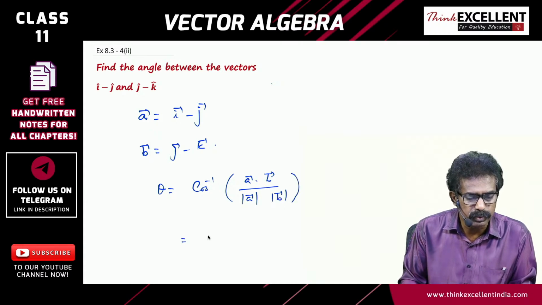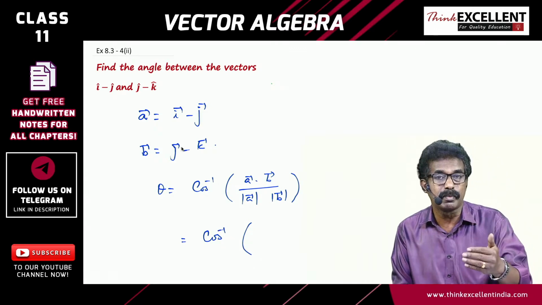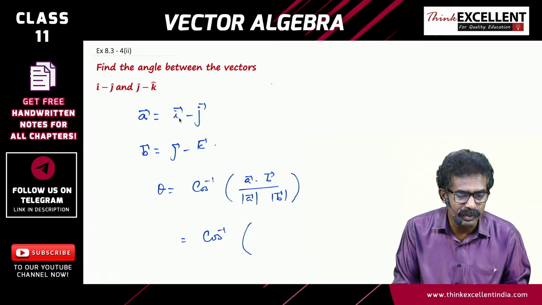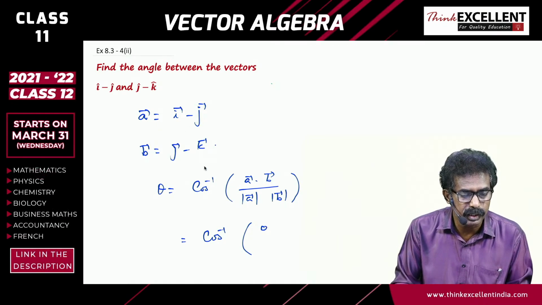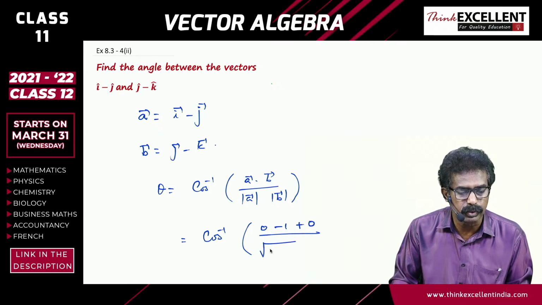So you know how to take dot product, how to take modulus. A dot B, multiply the coefficients, be very careful. First, the I vector is there, second it is not there, so 0. J coefficient minus 1 into 1, so minus 1. K coefficient, 0 into minus 1, so 0. Modulus of A vector is root of 1 square plus minus 1 square. Modulus of B is root of 1 square plus minus 1 square.